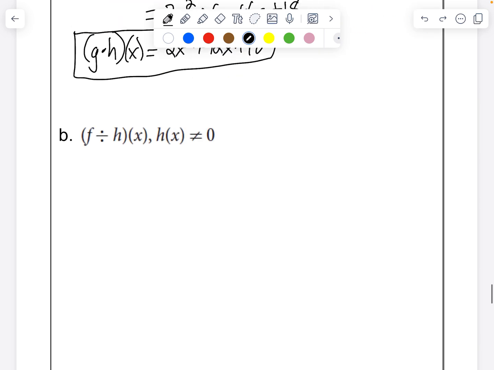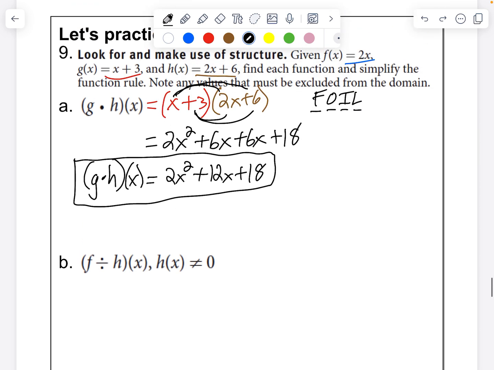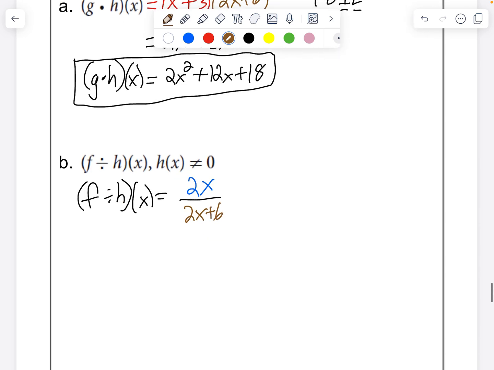Now the division problems are a little bit nicer. Here's why. When we divide, so we do f divided by h of x, we take 2x, which is the f, and we're going to divide that by h, which was the 2x plus 6. Okay. Now, once you divide, a lot of times you can't go any further. Sometimes you can, but here we can't. I know a lot of you probably want to cancel these two x's out. You can't do that because of that plus 6.